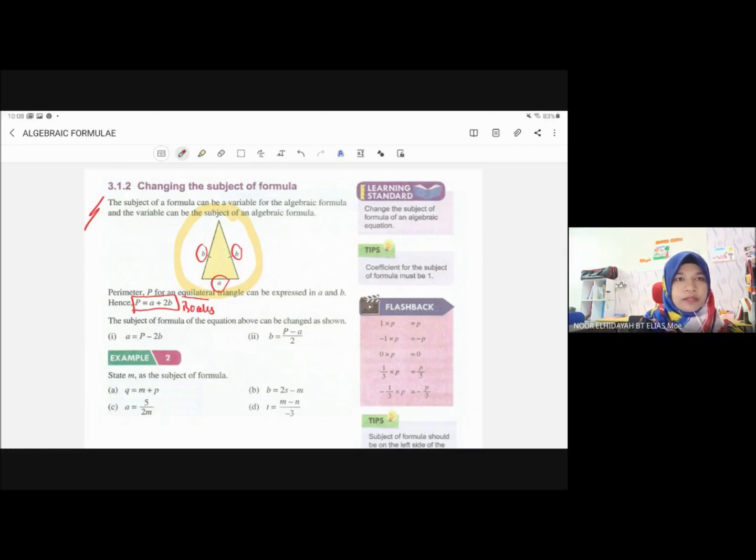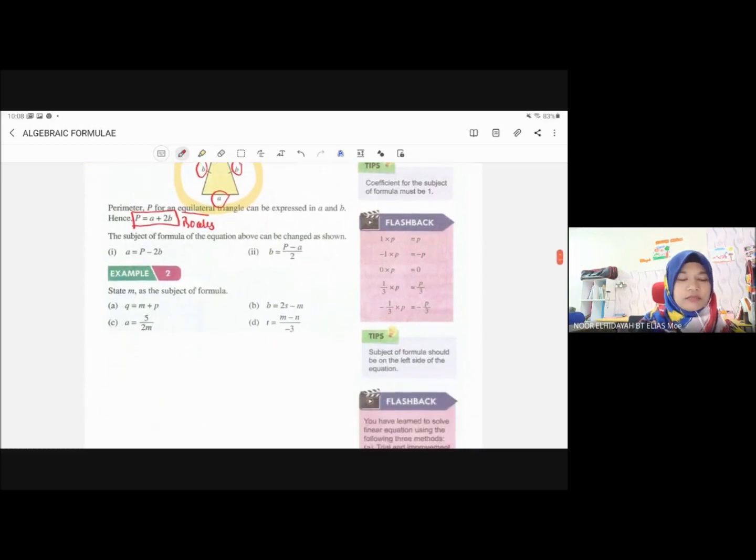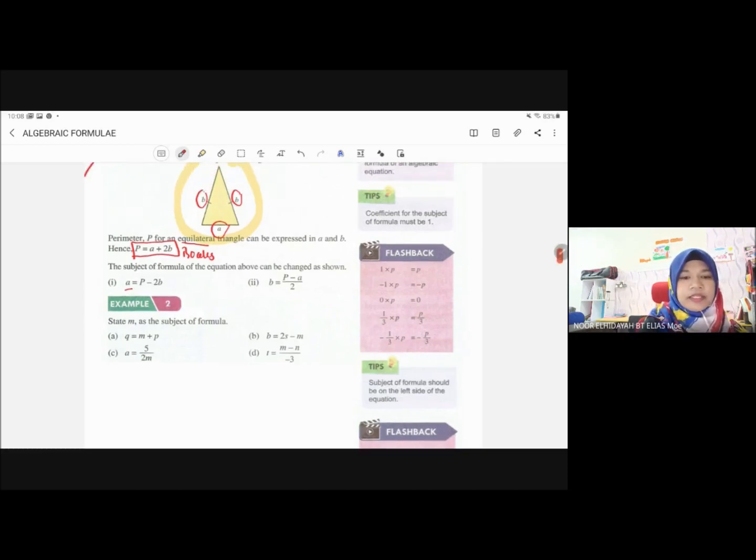To find the perimeter, we can change the subject of the formula based on the variables in this formula, or in this equation. The subject of the formula of the equation above can be changed as shown. Here it is changed to subject A. Originally P equals A plus 2B. Now A is to become the subject of the formula, so A equals, B is brought to the left hand side, so it becomes P minus 2B. This one applies what you have learned in Form 1. There are 3 methods: backtracking, equality concept, and trial and improvement. But now we will apply the equality concept.